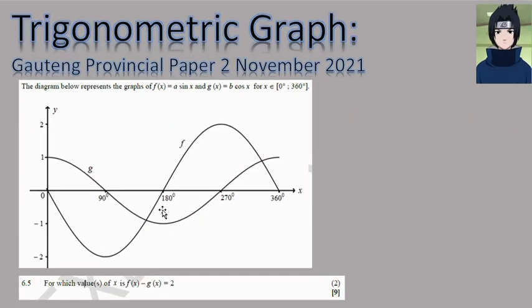The next part, 6.5, in which this is the last question, by the way. It's asking you now, oh, this is interesting. I'm going to use different colors here. Let's read the question. It says, for which value or values of x, which means your answer must be in terms of x, right? For which value or values of x is the graph of f minus the graph of g equal to 2?